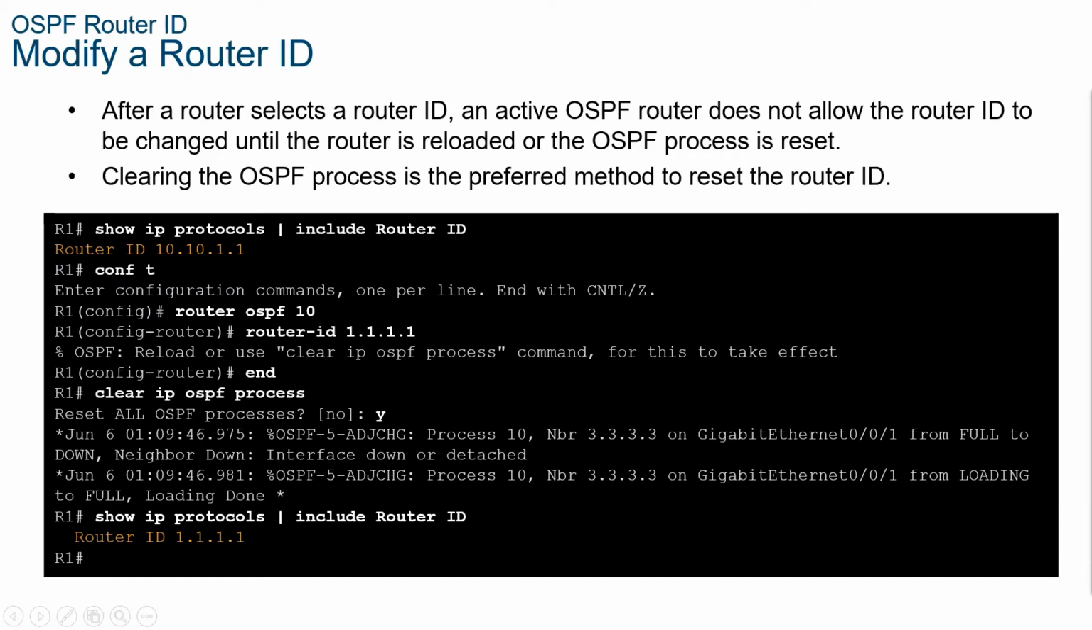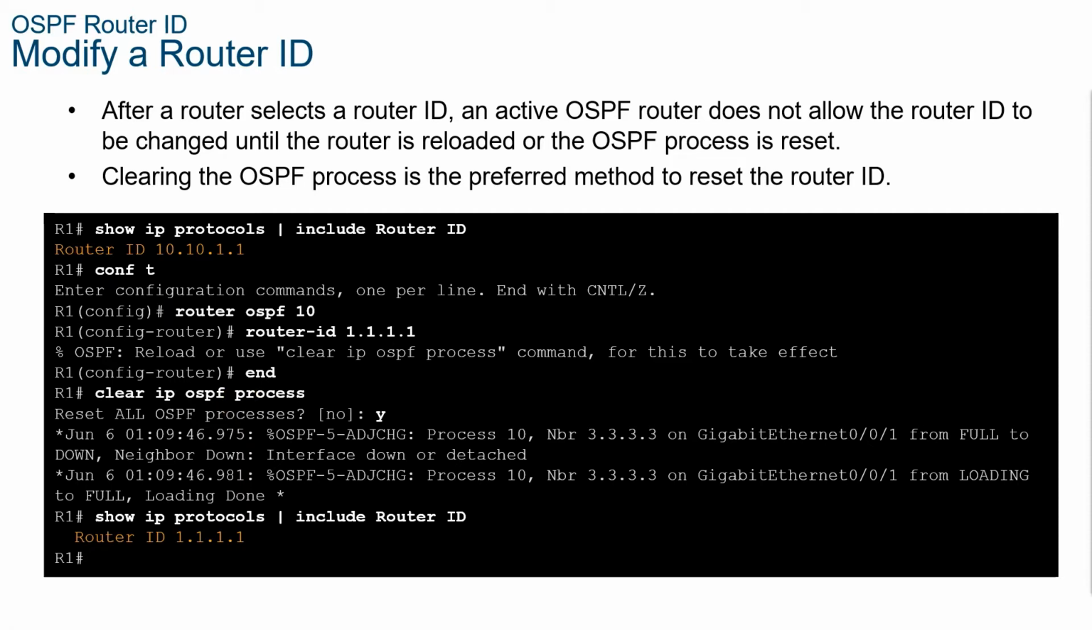Now notice how an informational message appears stating that the OSPF process must be cleared or that the router must be reloaded. The reason is because R1 already has adjacencies with other neighbors using the router ID 10.10.1.1. So those adjacencies must be renegotiated using the new router ID 1.1.1.1. So what we're going to do is use the clear ip ospf process command to reset the adjacencies.